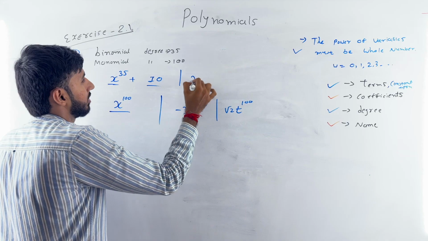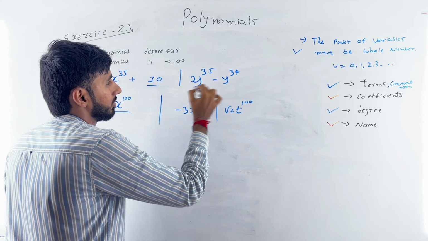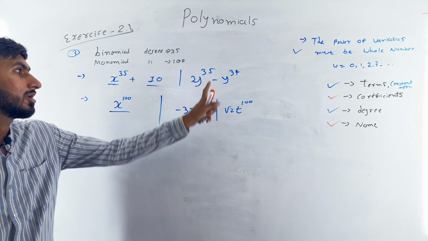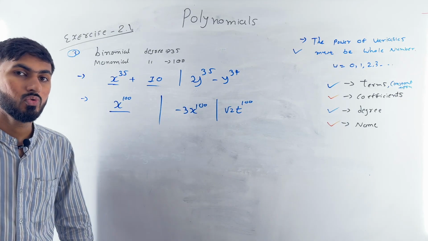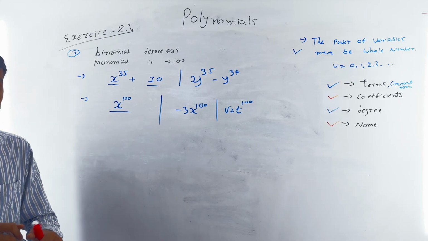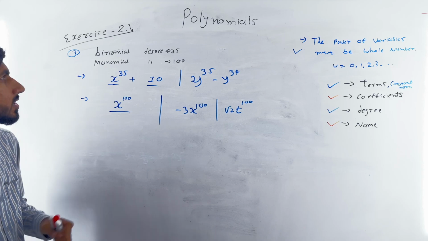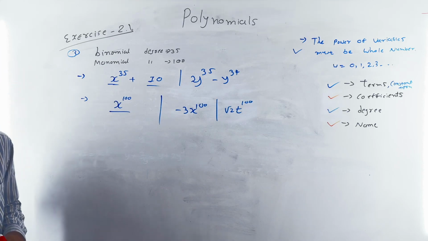Here someone can write y power 35 minus y power 34. This will also be a polynomial with degree 35 and a binomial, right, with two terms. So question number 3 is very easy. You just have to use the concepts of degree and terms. Now we will move on to the fourth question.